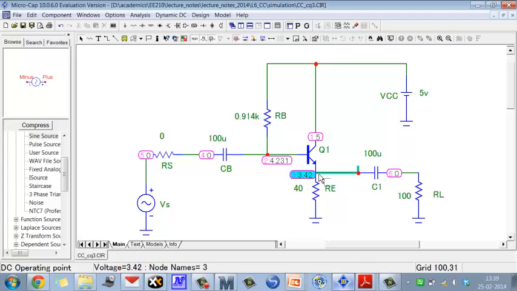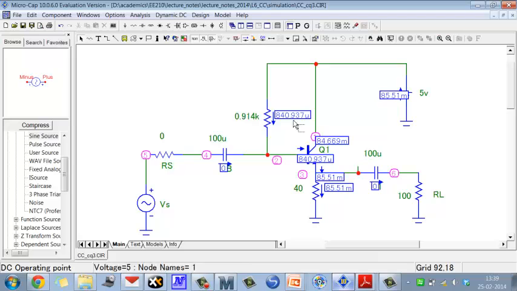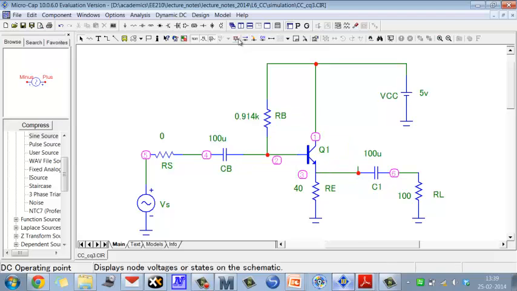We had designed for 3.5, so it's a little bit away from here. And current is 85. We had designed it for about 88 milliamperes of current, so there are slight variations here. Anyways, the important point to remember is that we get a voltage of 3.42. This is the bias point here.